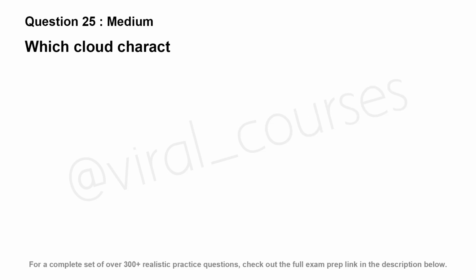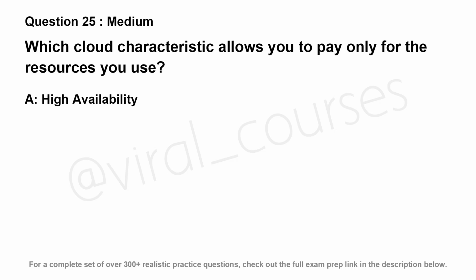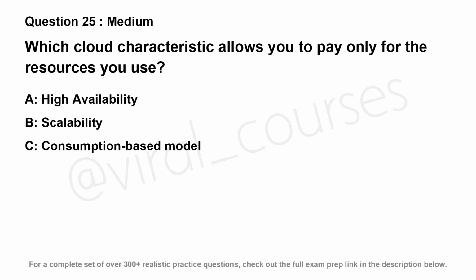Which cloud characteristic allows you to pay only for the resources you use? Option A, high availability. Option B, scalability. Option C, consumption-based model. Option D, agility.